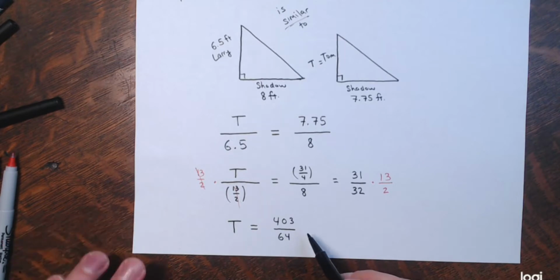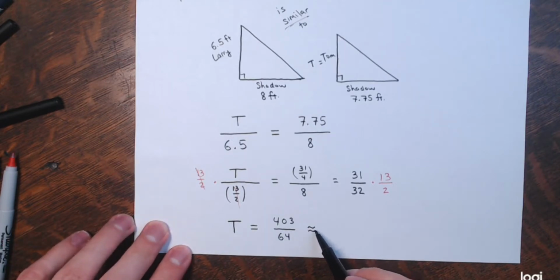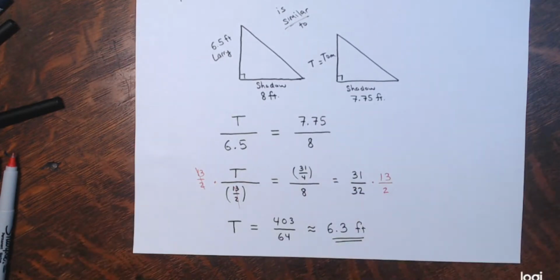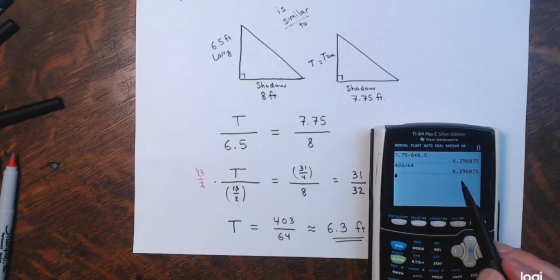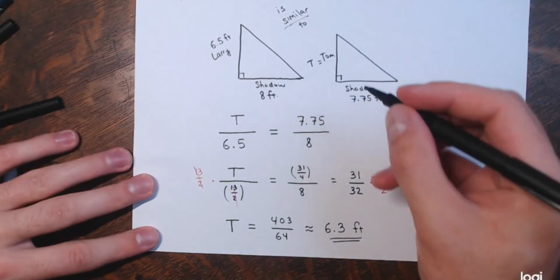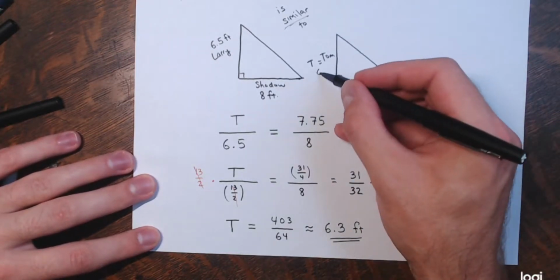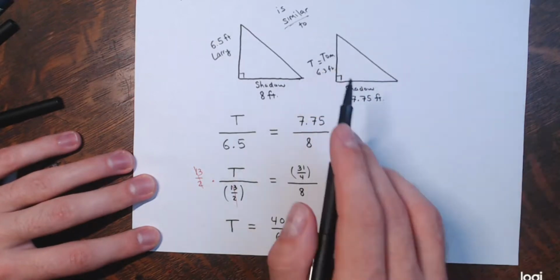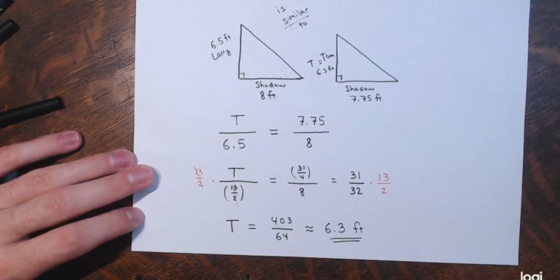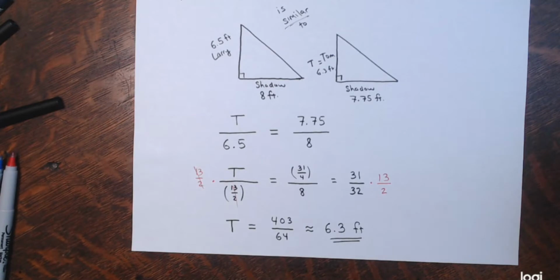So this is approximately 6.3 feet. So Tom is about 6.3 feet tall, because the answer here is actually 6.3296875. Yuck. So rounding that, I get 6.3 feet. Tom is shorter, obviously, because he casts a shorter shadow as well. He's a little shorter than Larry, standing near each other at the same time of day. All right, great.